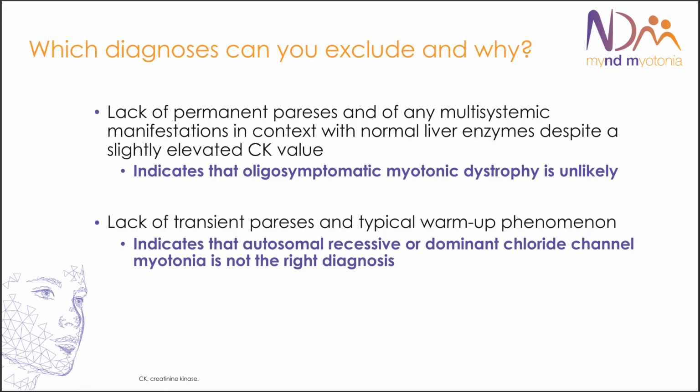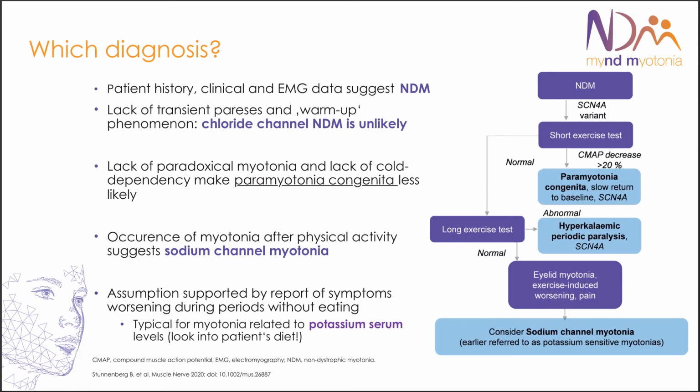The lack of permanent paresis and of any multisystemic manifestations in context with normal liver enzymes despite a slightly elevated CK value indicates that oligosymptomatic myotonic dystrophy is unlikely. Lack of transient paresis and lack of a typical warm-up phenomenon indicates that autosomal recessive or dominant chloride channel myotonia may not be the right diagnosis. So, which diagnosis is the right one?